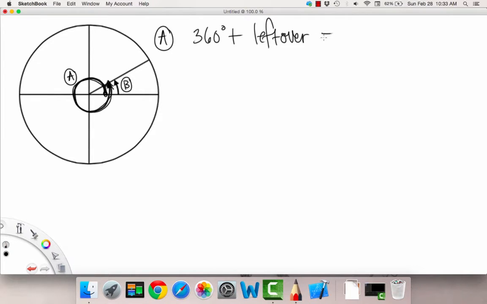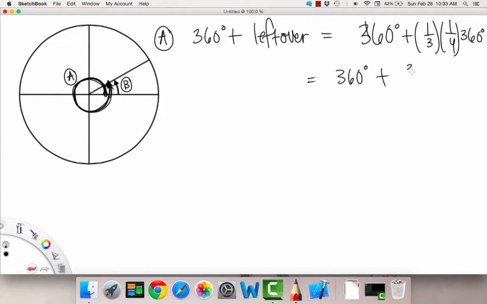So 1/3 of a quarter is like saying, we originally have our 360, that's just there from rotating that full circle already, okay? And then we have plus 1/3 of a quarter of our full circle, which is 360. So if we calculate this, we get 360 degrees plus 360 divided by 12, okay? And that's just 30 degrees, which is equal to 360 plus 30. So if we calculate that, we just get 390 degrees. Let's keep that in mind.